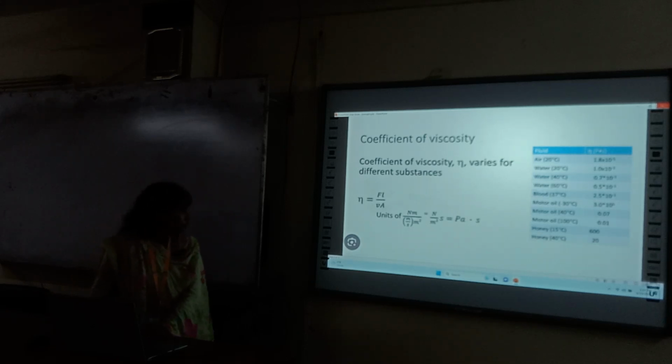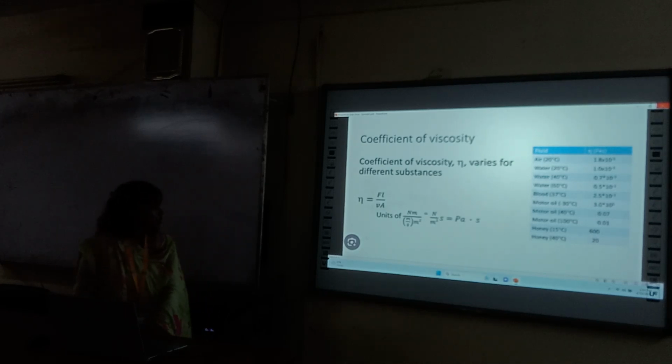Units of coefficient of viscosity. The unit of coefficient of viscosity is Pascal second.